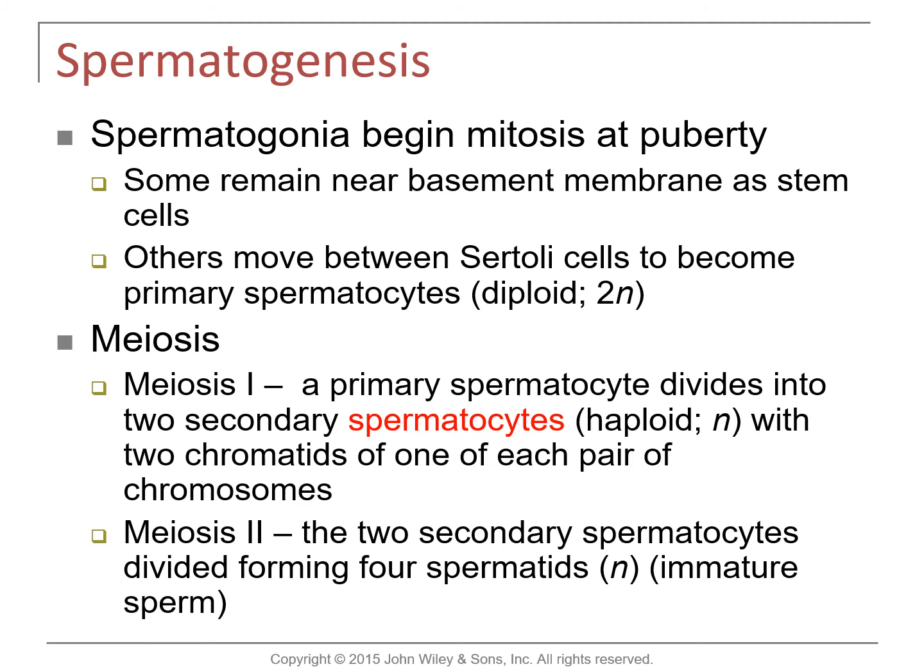Then finally, the secondary spermatocytes undergo meiosis 2 and become spermatids. So in the end, there are 4 spermatids formed from each primary spermatocyte. These are truly haploid, having only 23 chromosomes, or half the full complement.